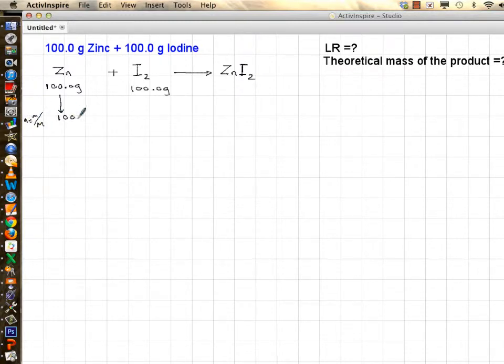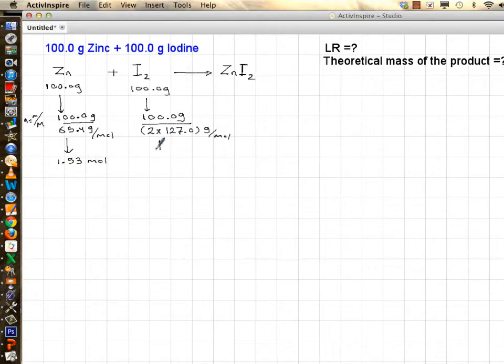So in case of zinc, it's 100 grams divided by 65.4 grams per mole. In case of iodine, we still have 100 grams of mass, but iodine is diatomic, so you have 2 atoms of iodine in every molecule. So in case of molar mass, it's 2 times atomic mass of iodine, which is about 127 grams per mole. The first ratio for zinc gives me 1.53 moles of zinc.